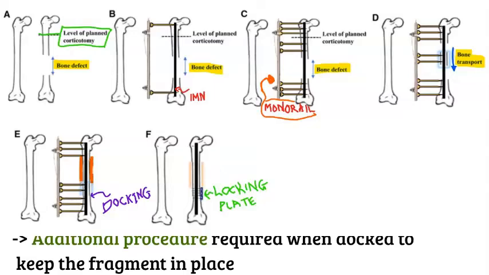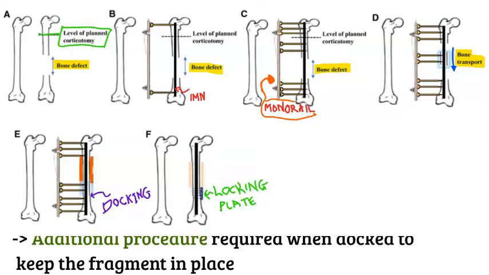C. According to the monorail pin insertion jig, two further pins were then inserted into the proximal and distal fragments, immediately followed by two pins into the transported fragment. D. Corticotomy performed. Bone transport, the blue halo, begins according to a predetermined lengthening regime.